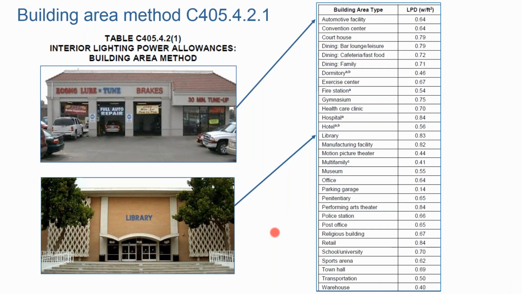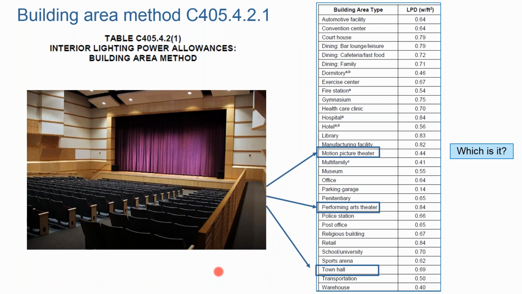So building area method, sometimes it's pretty straightforward. So you get this table, building type. Here we have an auto repair, so it's automotive facility. We get 0.64 watts per square foot. What is this building? I think it's a library, and they get 0.83 watts per square foot. But if we go to some other types of spaces, maybe it's not so clear. Is this a motion picture theater? Is it a performing arts theater? Is it a town hall? How we determine it really makes a pretty big difference. We could go from 0.44 watts per square foot to 0.84, depending on what kind of space it is.